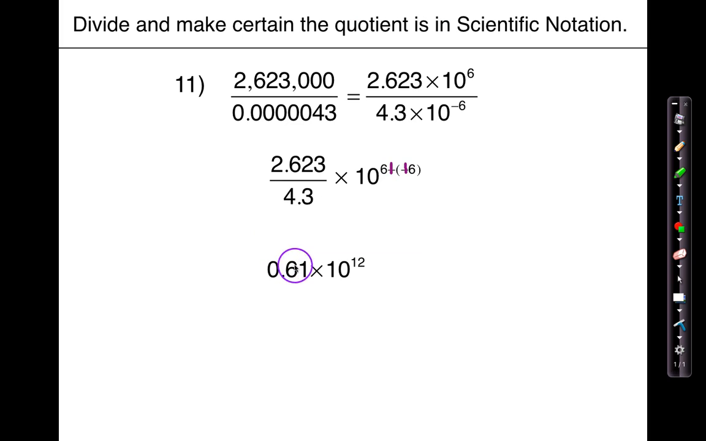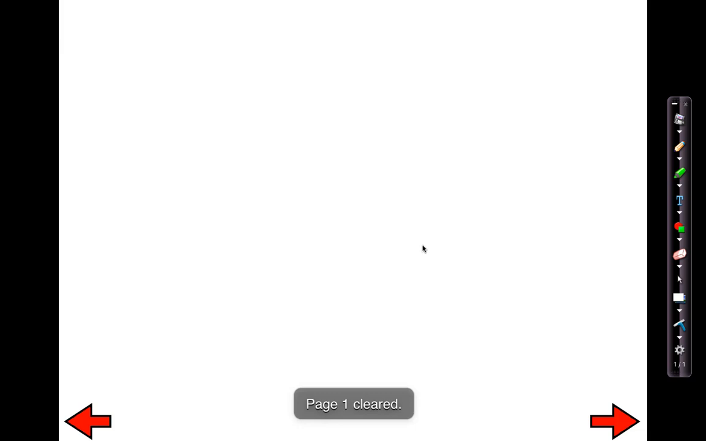Now to adjust things, because your coefficient's too small, you're going to multiply by 10 to the positive 1, which means to balance things out, you're going to have to multiply this by the 10 to the negative first. Moving this decimal once over to the right, I'm going to be left with 6.1 times 10 to the 11th power. Why? Because 12 plus a negative 1 is 11. So that is your final answer.